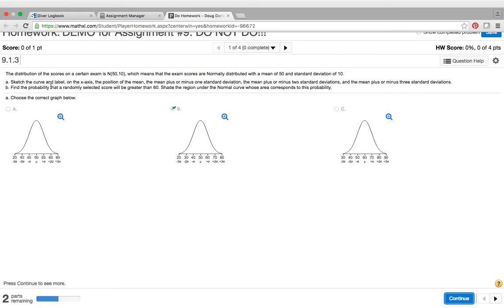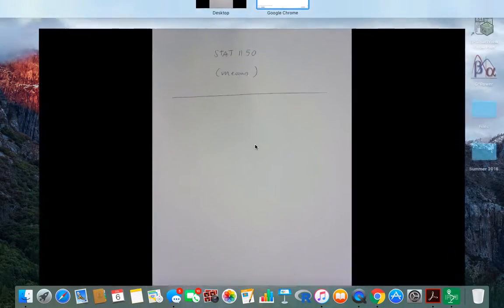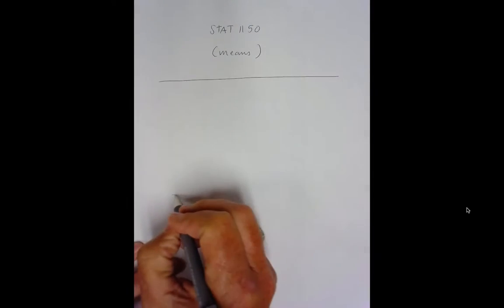All right, B. Let's continue. What is the probability that a randomly selected score will be greater than 60? Use the empirical rule. The probability that a randomly selected score will be bigger than 60 is about, well guys, let me go back over to this.